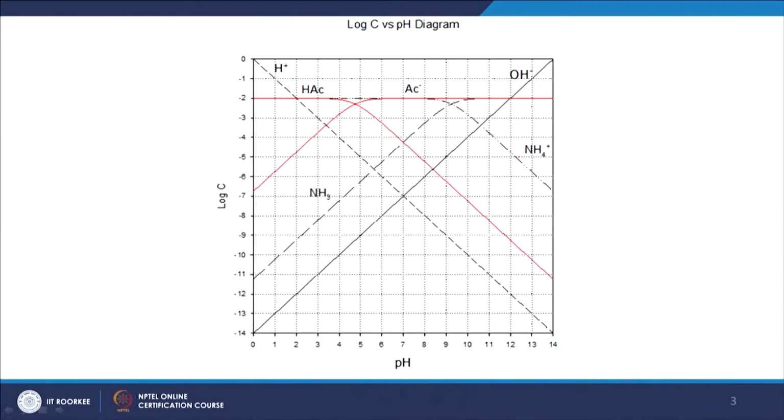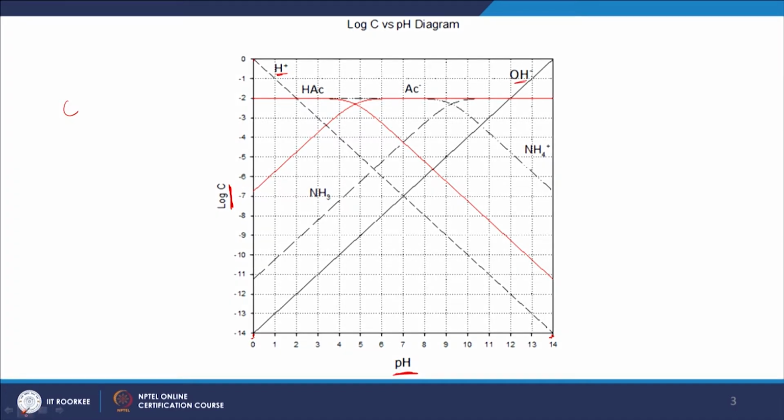Let us take a few minutes to understand our system. Here on the x axis we have pH and on the y axis we have log C, and C total, in this case the particular graph is for a particular C total. The y axis is from 0 to minus 14 and pH is from 0 to 14. First let us try to analyze H plus and OH minus.